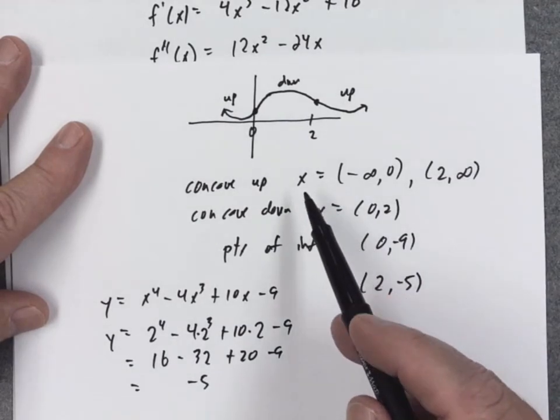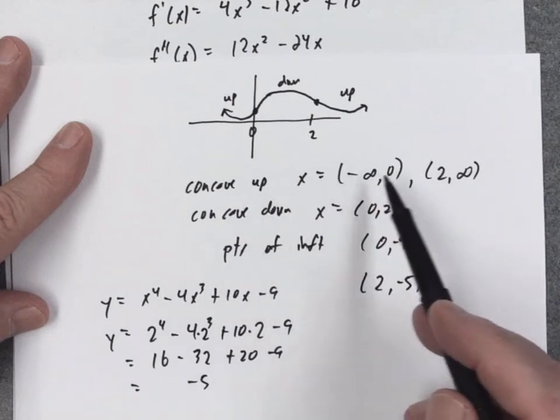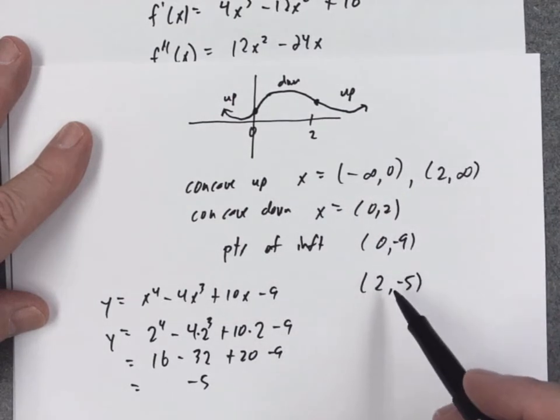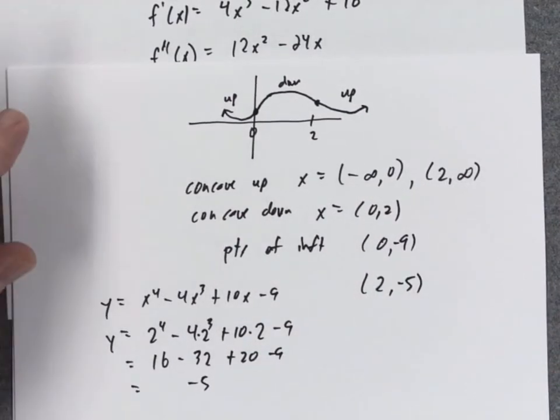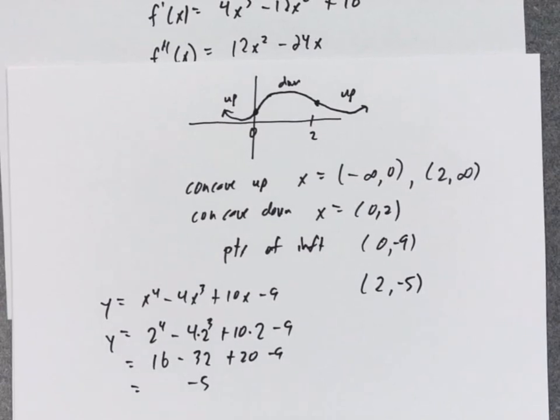So here for the function, we've now determined where it's concave up and down and the points of inflection. Now I'm going to go ahead and do another example and then one more problem where I do everything. So let me stop this video now and I will continue on the next video.